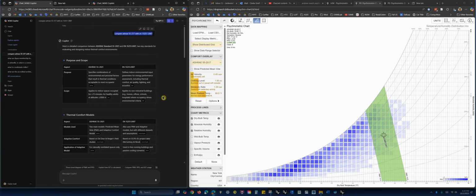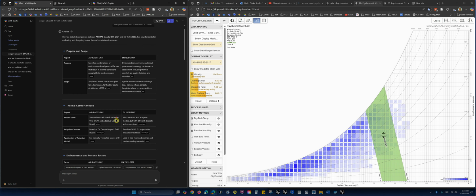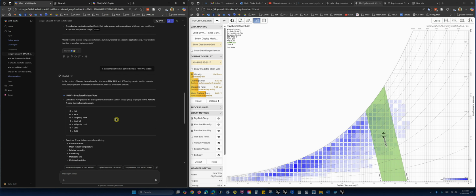Okay, so I'm looking through this, and we're talking about PMV, PPD, and SET throughout, but it doesn't really define them. So I can easily, in the same thread, ask, in the context of human comfort, what is PMV, PPD, and SET? A lot of times these are confusing. PPD is also a term for things like safety glasses, personal protective devices.